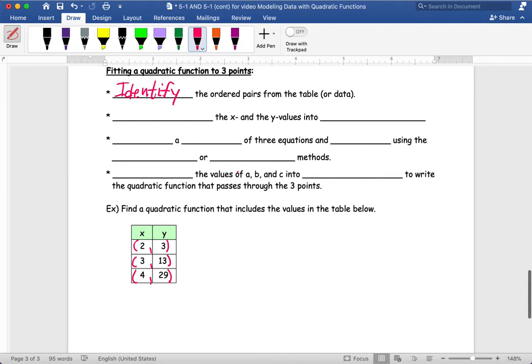Then we have to use the ax squared plus bx plus c. The y equals that. We have to use it twice. We're going to substitute the x and the y values, which happen to be these values, into that y equals ax squared plus bx plus c. You're going to substitute into that.